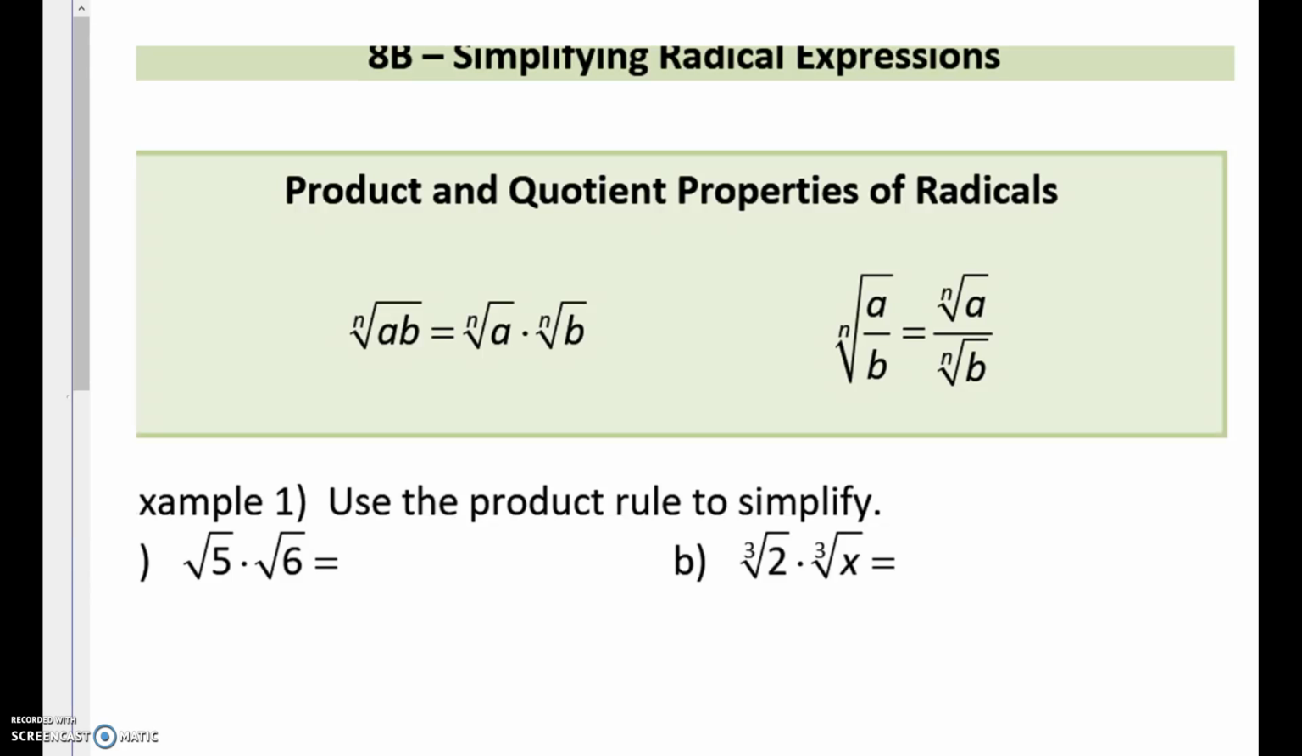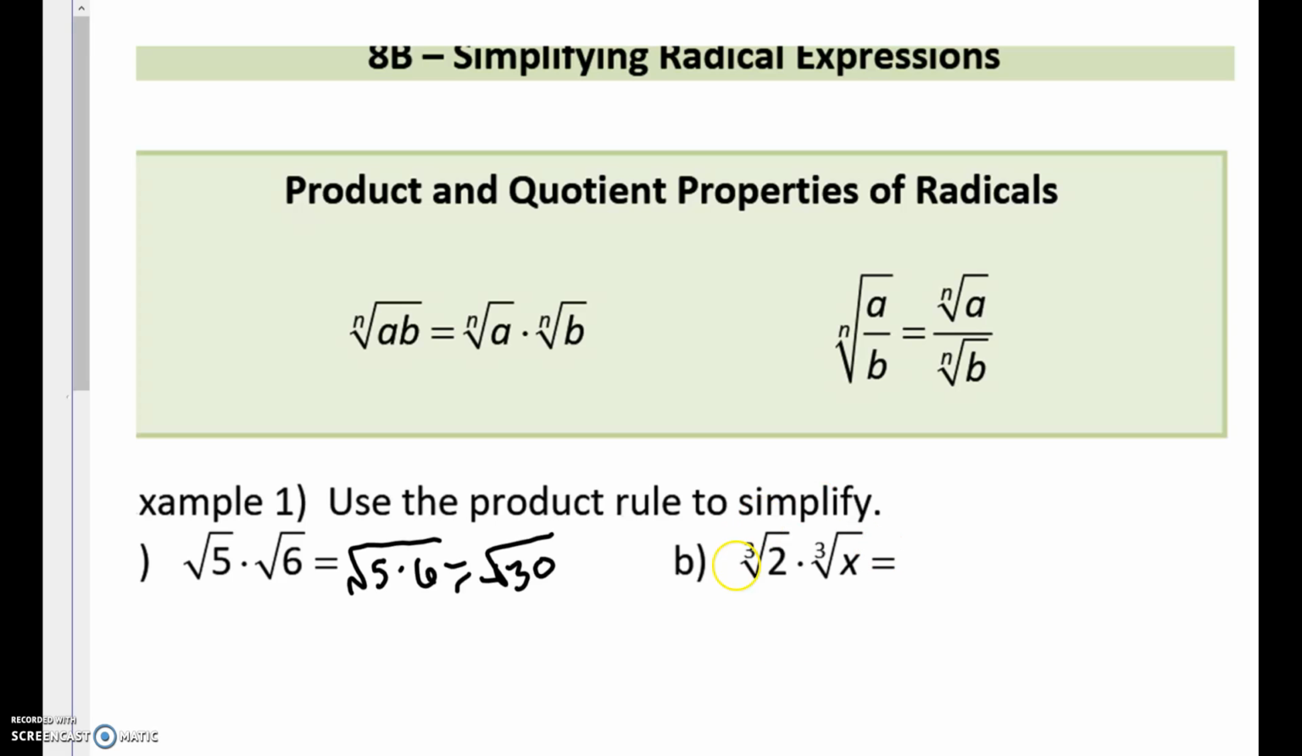But we're going to start off with two different properties, the product and quotient properties of radicals. Basically, the nth root of any number, a times b, is equal to the nth root of a times the nth root of b. It just allows us to simplify our radicals. So if I have the square root of 5 times the square root of 6, that's the same thing as the square root of 5 times 6, which is the square root of 30. Okay, and my handwriting's messy.